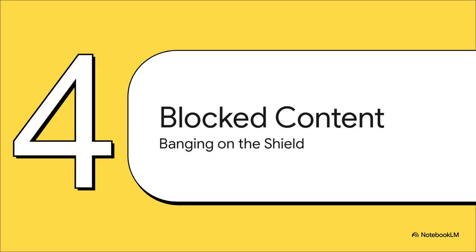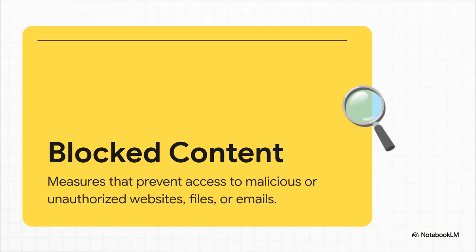Let's jump to Section 4, Analyzing Blocked Content Spikes, Banging on the Shield. To understand a spike, we first need to understand the baseline. It's actually incredibly normal to see blocked content in your logs. It's really just your network's firewalls and filters doing their job to prevent access to malicious or unauthorized websites, files, or emails. Seeing this simply proves that your defensive shield is working exactly as intended to keep the bad stuff out.